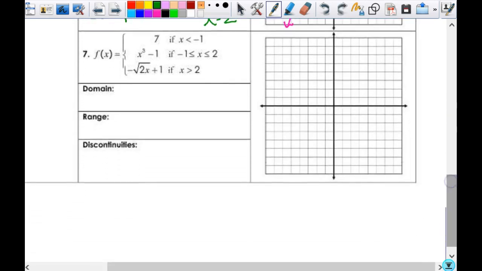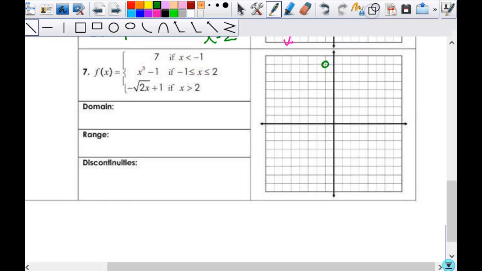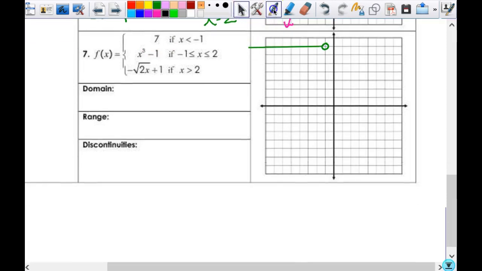So we've got f of x equals 7 if x is less than -1. So when x is -1, I can go to 7, but I have to have a what there? An open circle. Okay. This just represents a horizontal line. So I'm going to go ahead and draw in that horizontal line. We'll find the endpoints as we go this time.